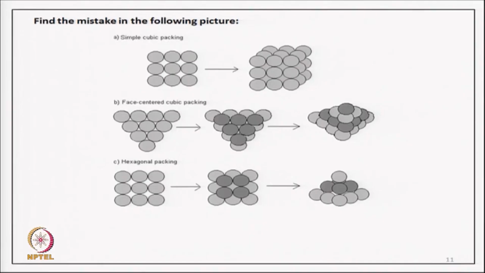And I end this video with a slide which shows a picture available on the web, showing simple cubic packing, face centered cubic packing and hexagonal packing. But there is a mistake in this picture, and if you have understood the lecture till now about the packing of close packed layers, you should be able to identify what the mistake in this picture is. So, with this I end this video and we will meet again.